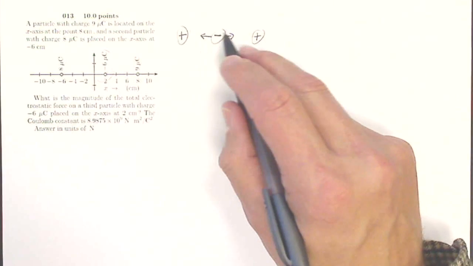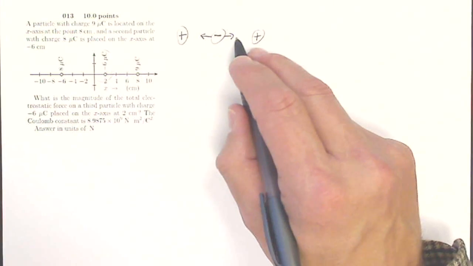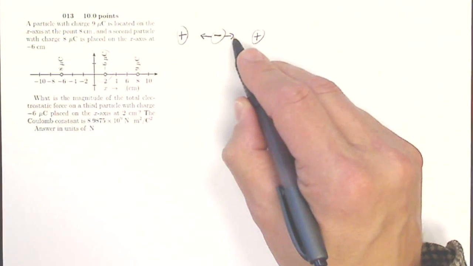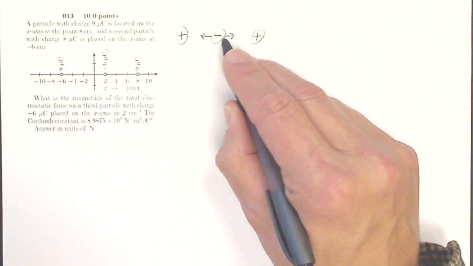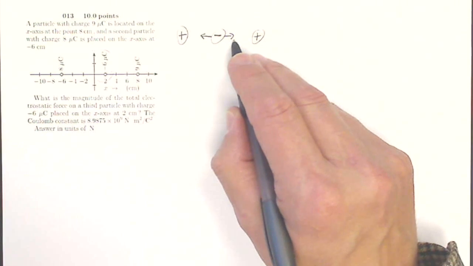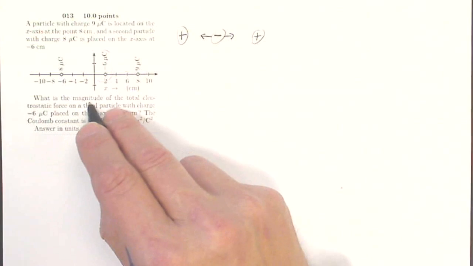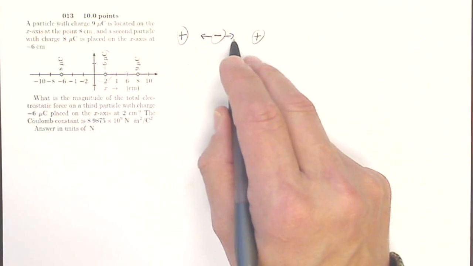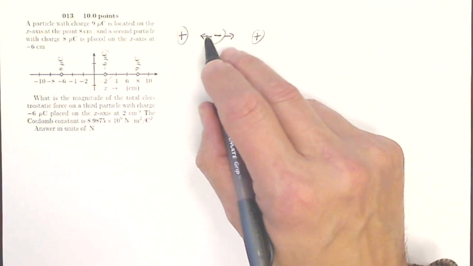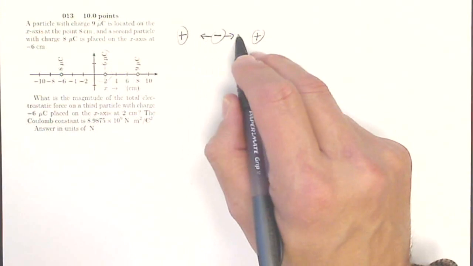So depending upon the magnitudes of these, they might cancel out a bunch, they might cancel out a little bit, they might cancel out a lot. If this force were bigger than this force, my resulting force would be to the right. If this force were bigger than that one, my resulting force would be to the left. I'm going to be looking for the magnitude, so I won't care much about left and right, but I know that this one and this one will partially cancel out, so I'm going to subtract the magnitudes of those two.